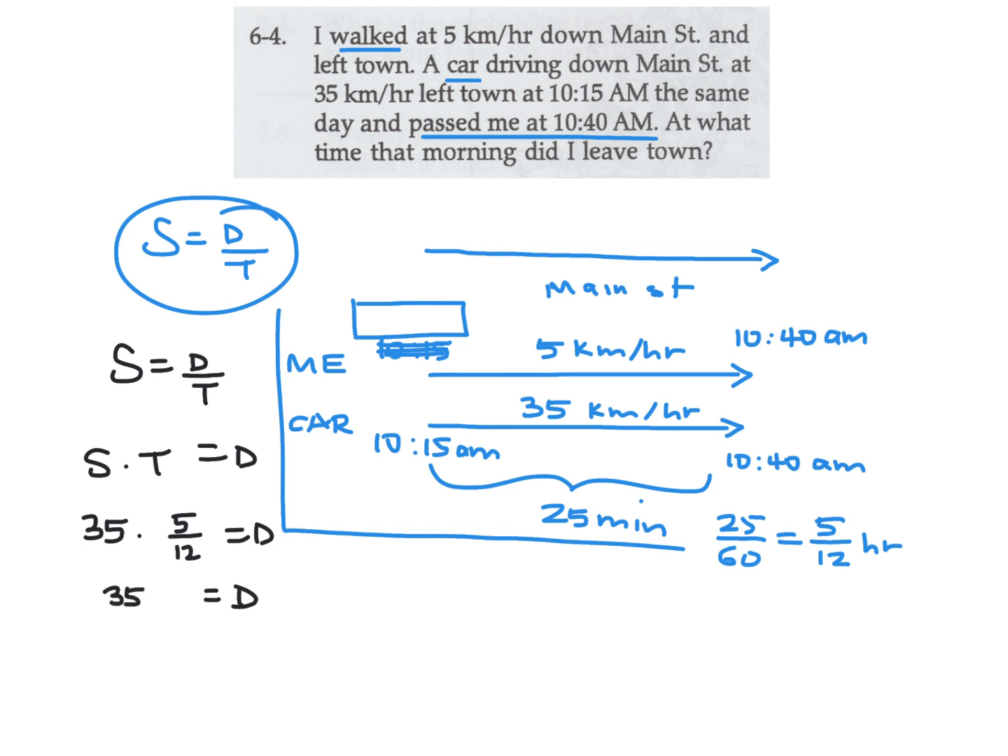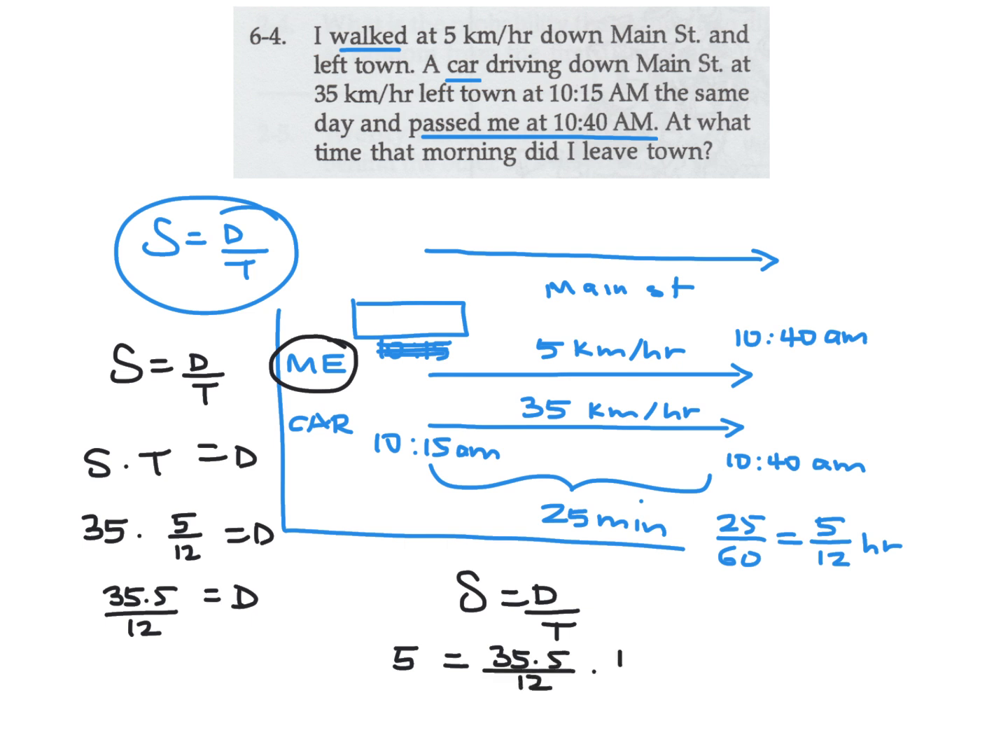Okay, I'm just going to leave it like that actually. And then now finally we turn our attention to me, the person. For his speed equals distance over time formula, his speed is 5. His distance, well, the distance is the same for both the car and the person. So his distance would be 35 times 5 over 12.